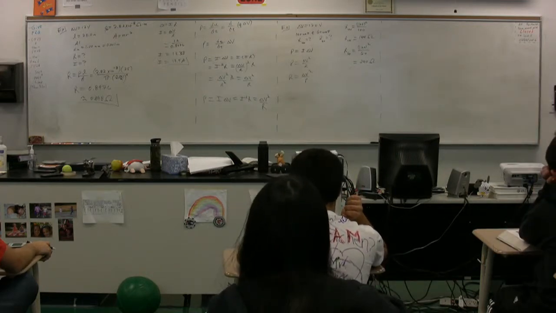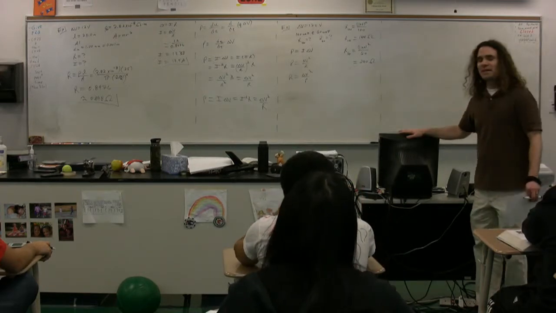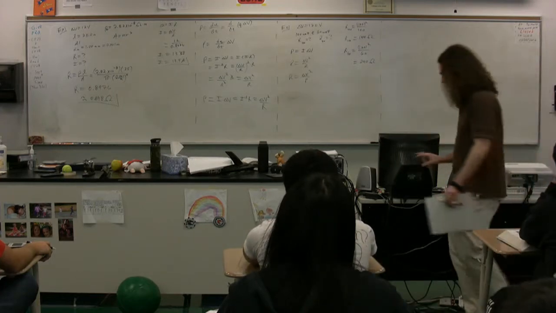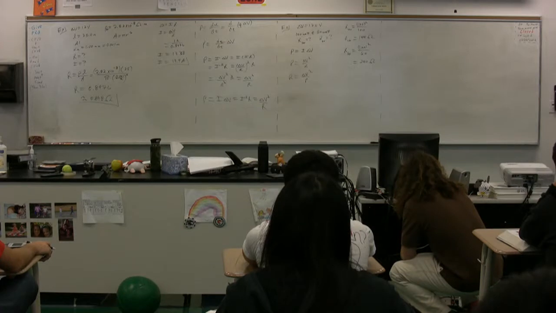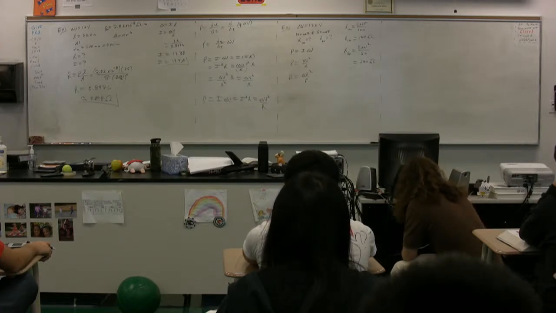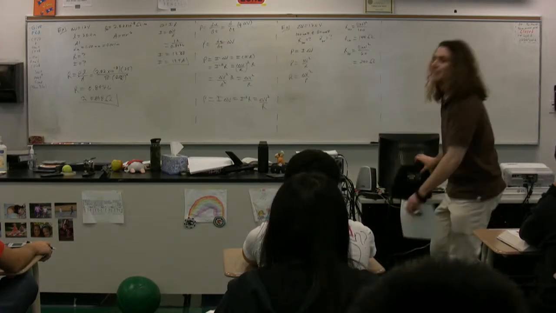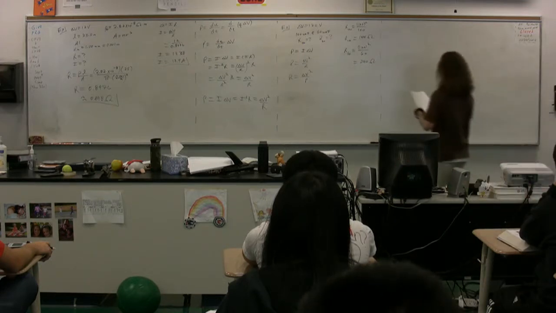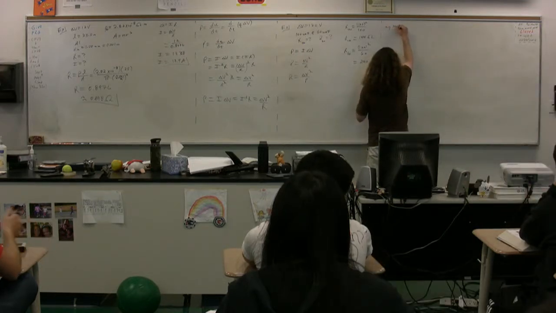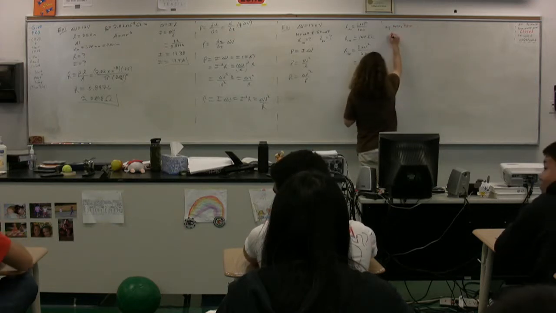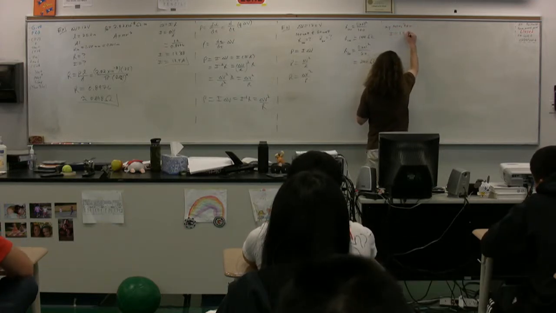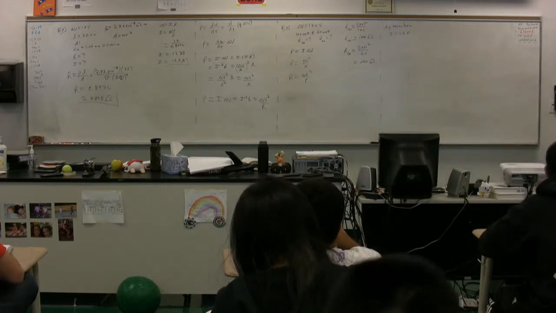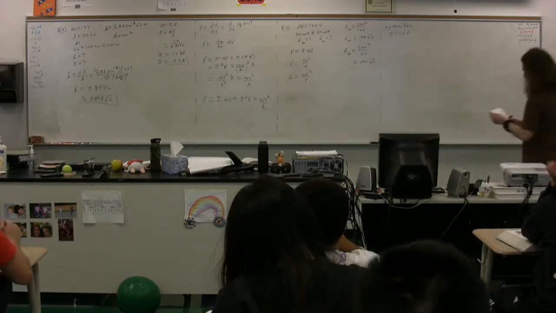Now, a fun game you can play at home. You can find any electrical appliance, and you can read the back of it. For example, this monitor is at 1.5 amps. So, this monitor draws 1.5 amps. In other words, 1.5 coulombs per second goes through that monitor.